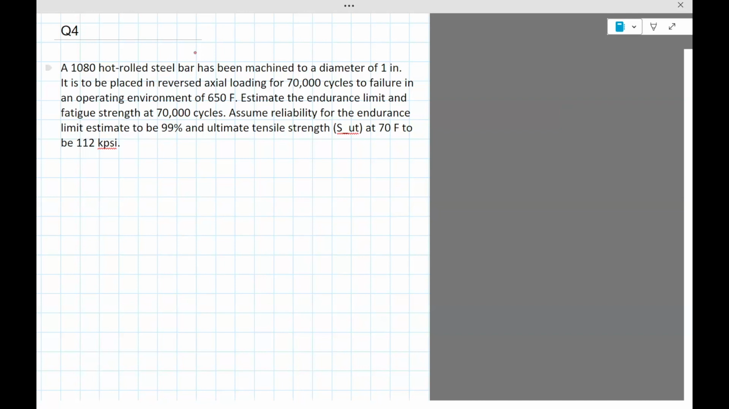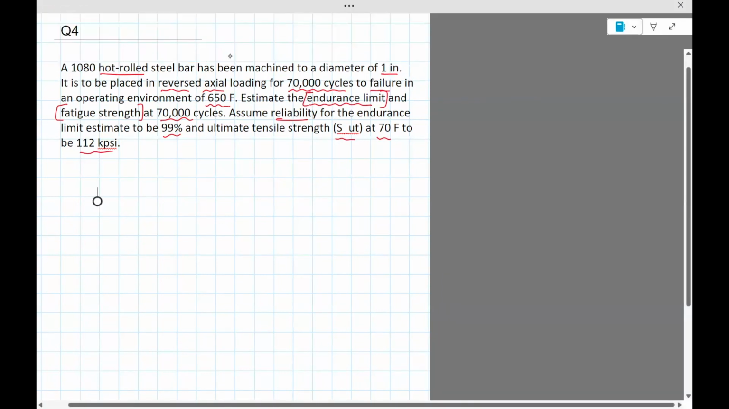1080 hot rolled steel bar has been machined to a diameter of 1 inch. It is to be placed in reversed axial loading of 70,000 cycles to failure in an operating environment of 650 Fahrenheit. Estimate the endurance limit. So that's one question. And the fatigue strength at 70,000 cycles, assuming the reliability for the endurance limit's estimate to be 99%. So there's a reliability limit, and ultimate tensile strength SUT at 70F to be 112 kPsi.